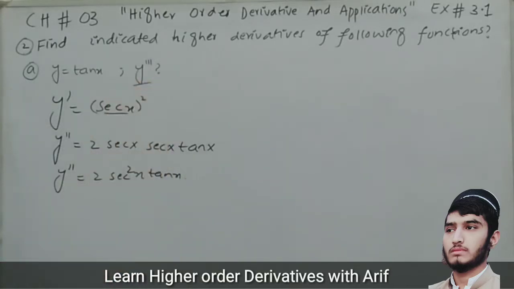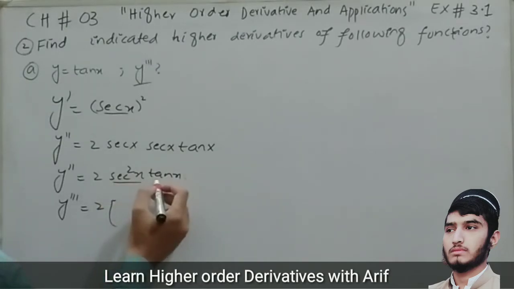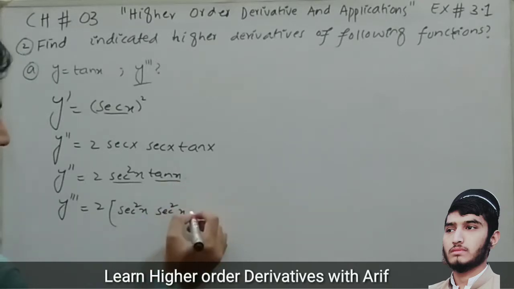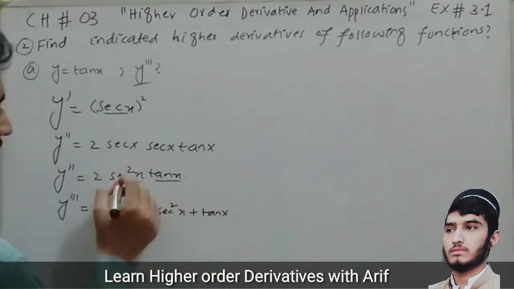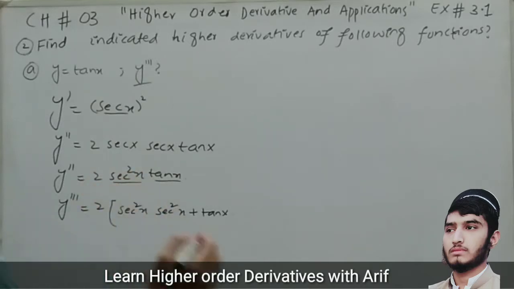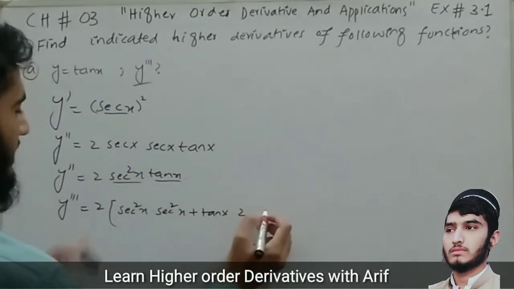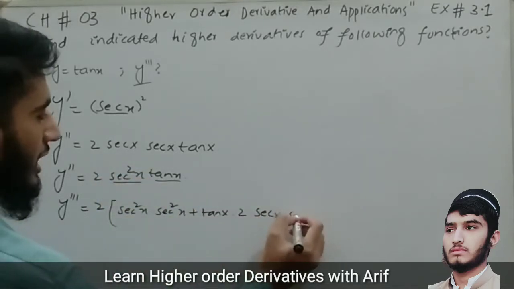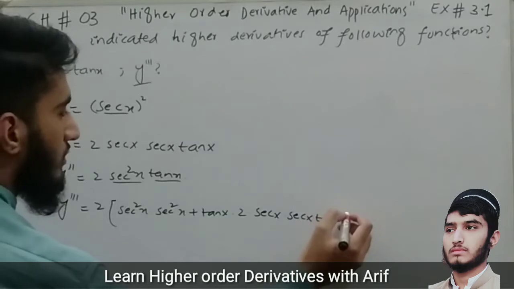Now they ask us to find the triple prime. So we will again differentiate for the triple prime. So y triple prime, or triple time derivative, will be 2 times of, over here we have two functions, secant square x and tangent x. So we will use the product rule of differentiation. First function secant square x, derivative of the second function tangent x gives us secant square x, plus tangent x, second function, and derivative of the first function secant square x will be, the power will come to the front and subtract 1 in the power, so it becomes 2 secant x. Also take the derivative of secant x, so its derivative is secant x and tangent x.